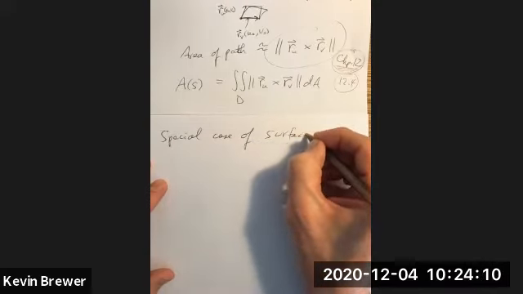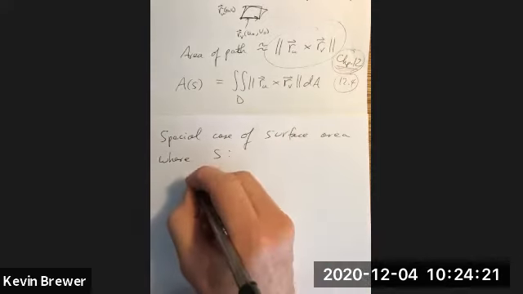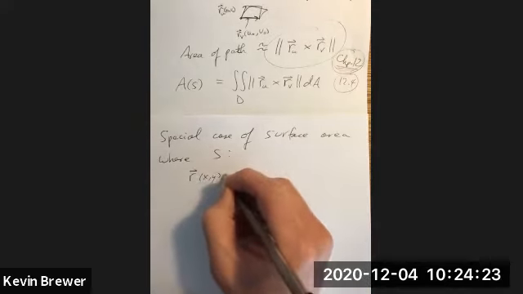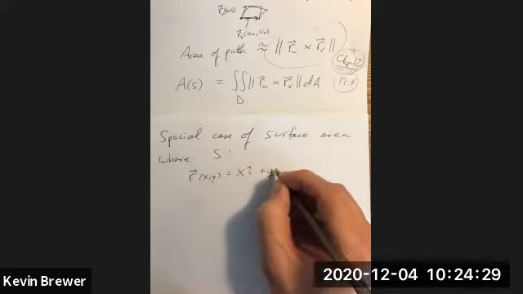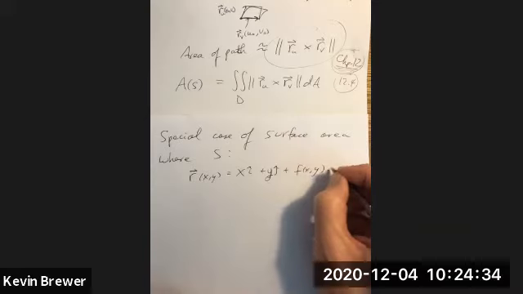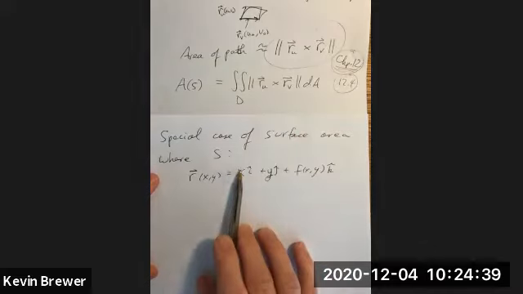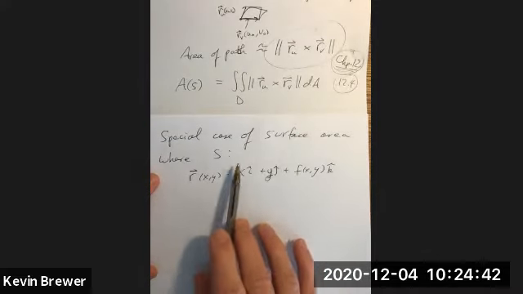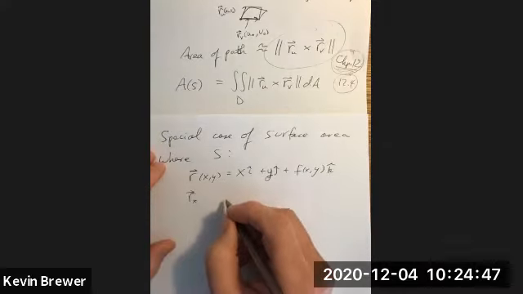Of surface area, where S is the graph of a function. Again, xi plus yj plus f of xy. Okay, so this is the special case of this integral for the scenario where we have the graph of a function. So what is r sub x?